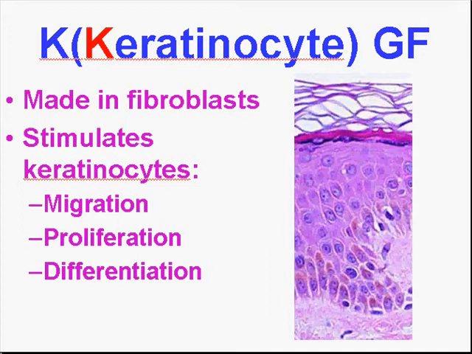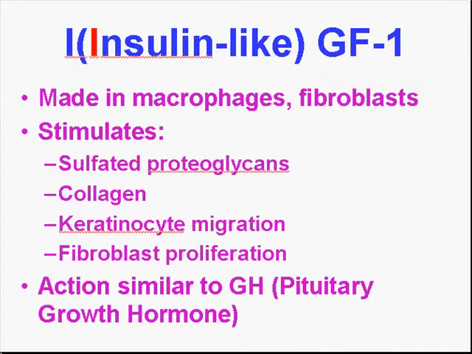Let's take a couple of other last ones here. Let's talk about the insulin-like growth factor. It's made in macrophages, fibroblasts. It stimulates a lot of extracellular matrix production, like the sulfated proteoglycans, but also collagen, keratinocytes, and fibroblasts. So with it stimulating all those different types of cells, you would think it would be an action very similar to our old friend HGH, or pituitary growth hormone. And in reality, it has a very similar action. So if that's how you want to remember it, go right ahead.